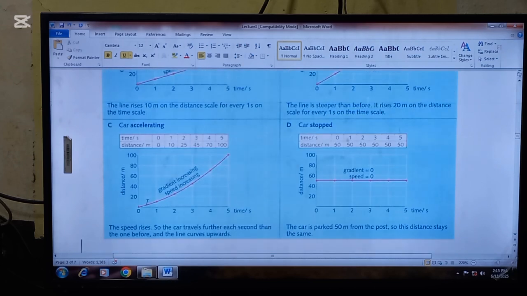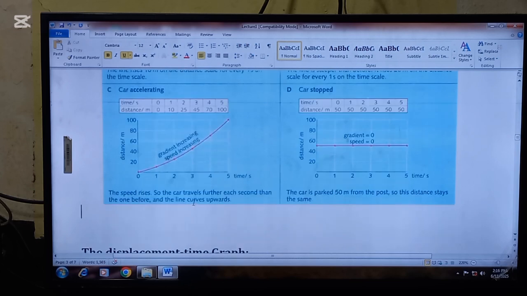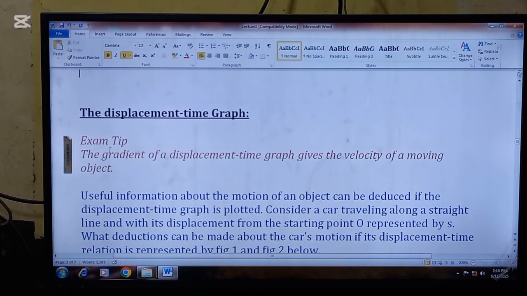Look now. If there is a curve like this, gradually going upward, the car will accelerate. If the curve bends the other way, gradually downward, the car will decelerate. And here is the horizontal line, so the car has stopped. So learn all these kinds of graphs. These are very important.